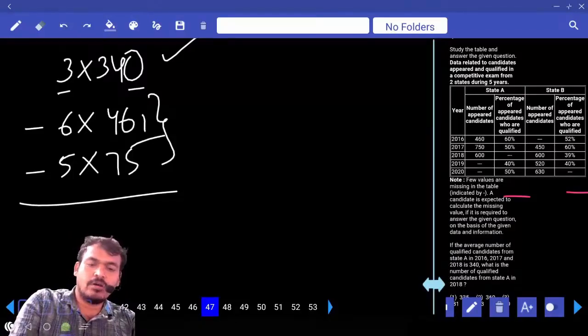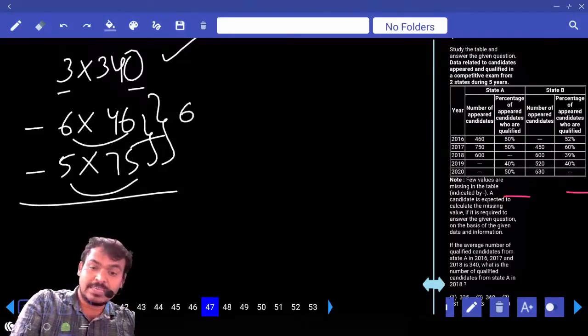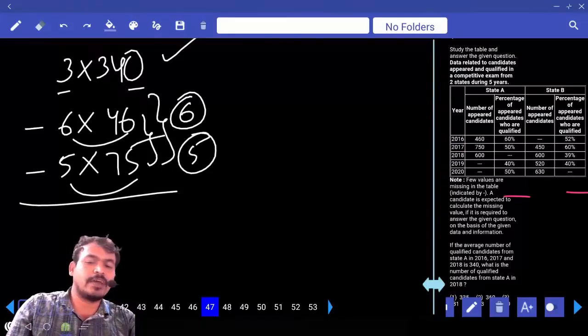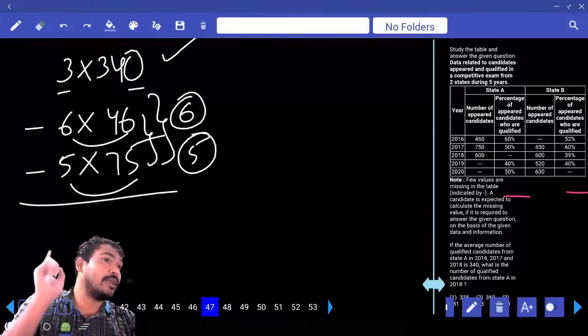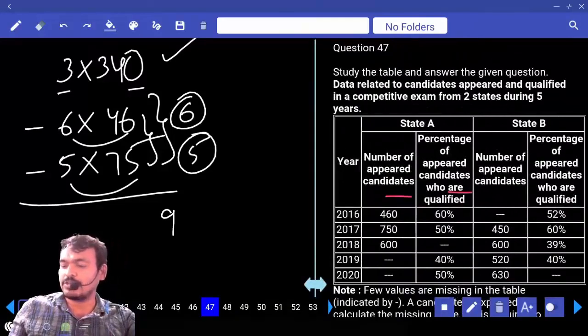Okay. 6 is how much? 36. 5 is 25. It is 6 ending value. It is ending value 5. 6 plus 5, 11. 20 minus 11. Ending with 9, or not? Ending with 9, how many options?